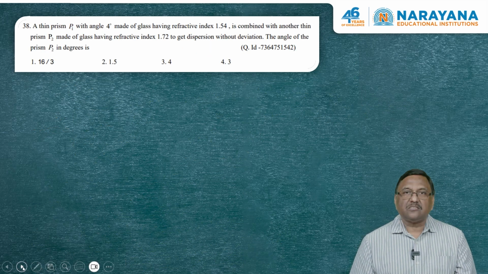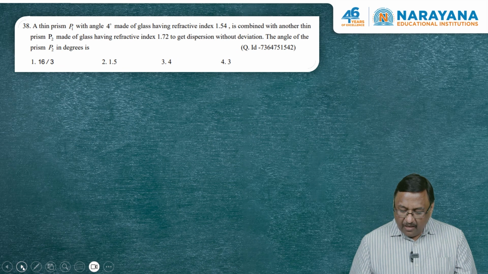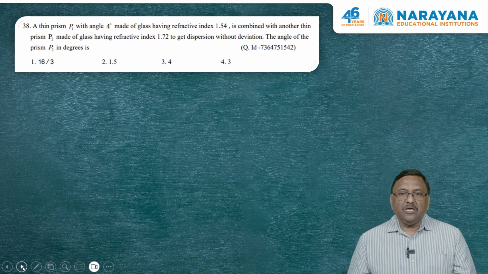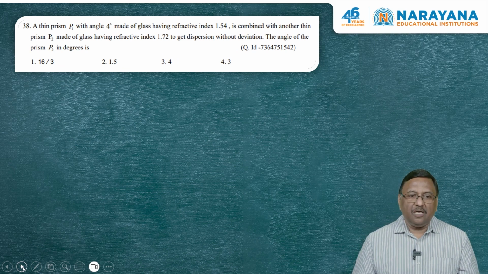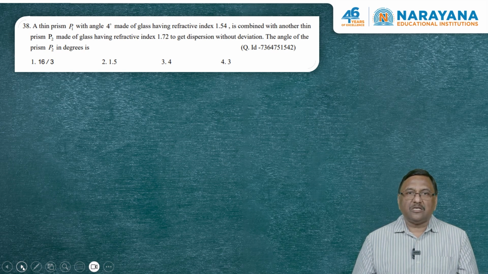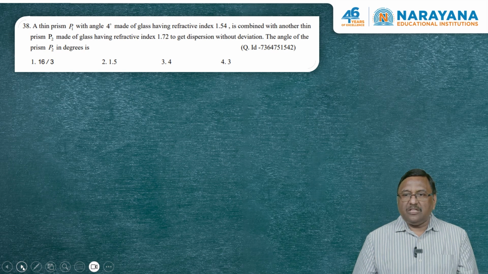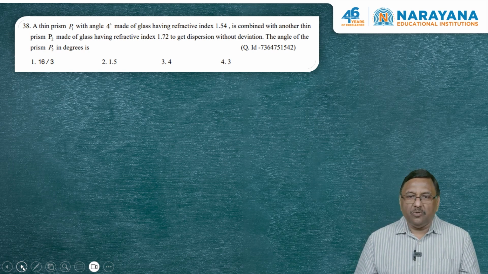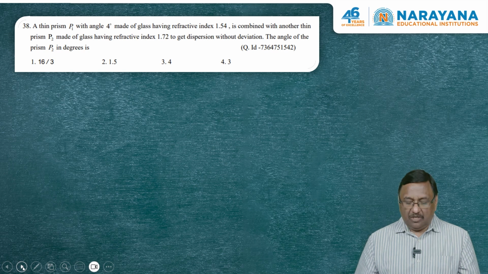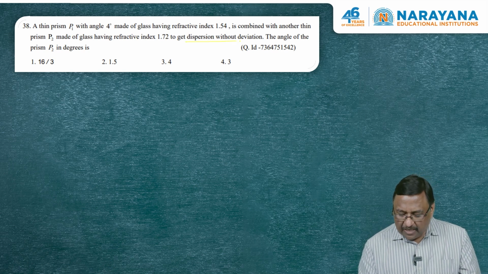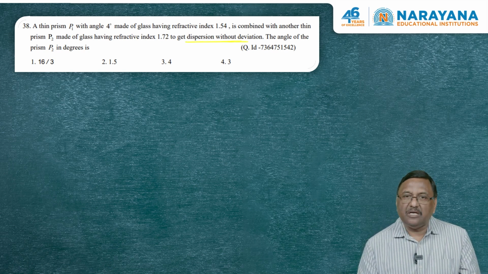The next question is question number 38. This is a question based on ray optics. Here he is saying, a thin prism P1 with angle 4 degree made of glass having refractive index 1.54 is combined with another thin prism P2 made of glass having refractive index 1.72 to get dispersion without deviation. What the question is saying is, we want to get dispersion without deviation.